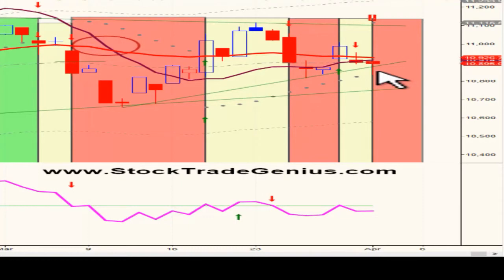The market is red. Either be short, be hedged a little bit if you want to be, but primarily you should try to be in cash and not try to pick these bottoms.